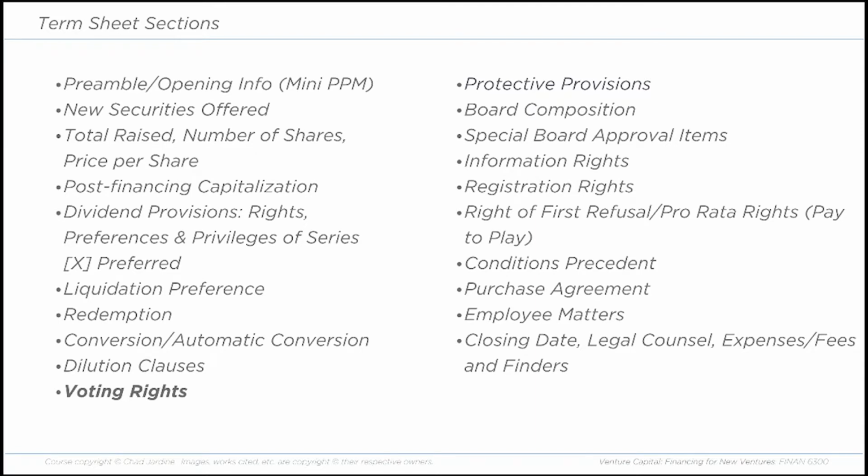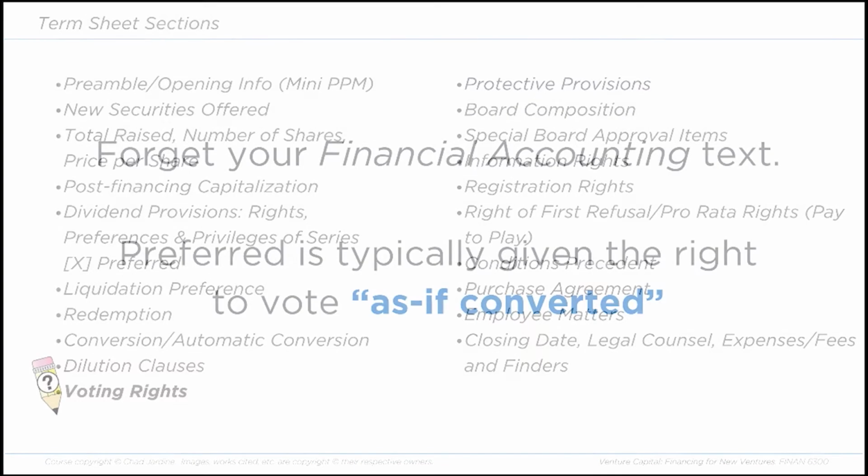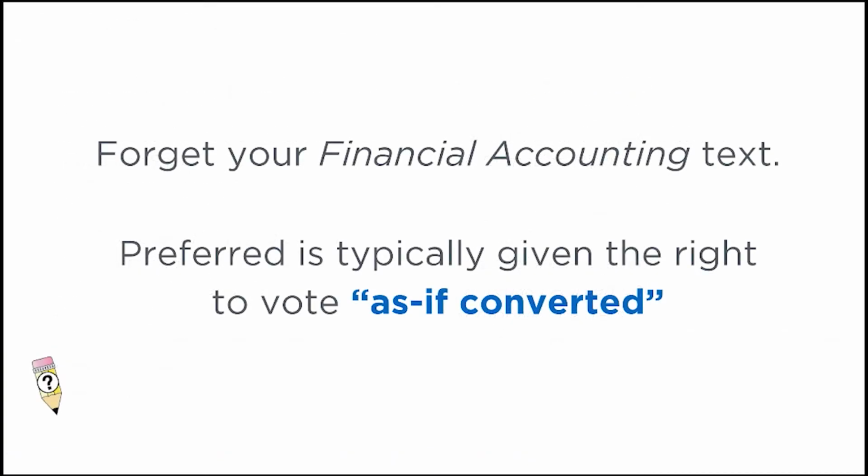Voting rights. We've already spoken about the flexibility of preferred stock when it comes to voting, but the textbook definition of preferred stock as having no voting rights is typically not true in venture capital term sheets. VCs most often include a provision so that their preferred shares carry votes as if they were already converted to common. The VC's preferred shares carry the upside of the preference, but none of the limitations of the textbook definition of preferred stock.